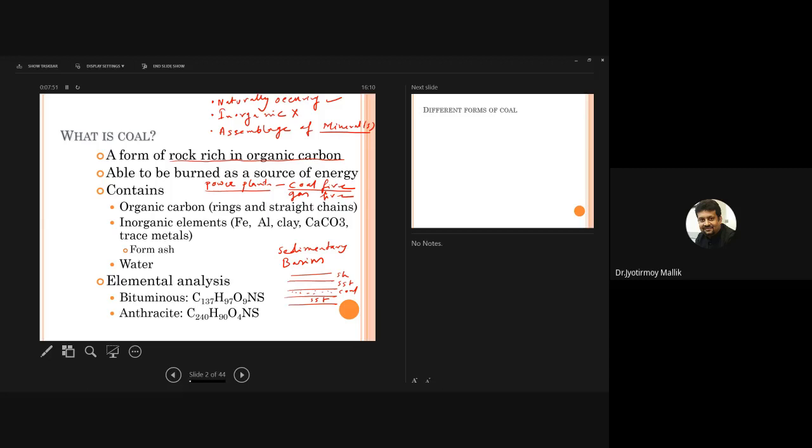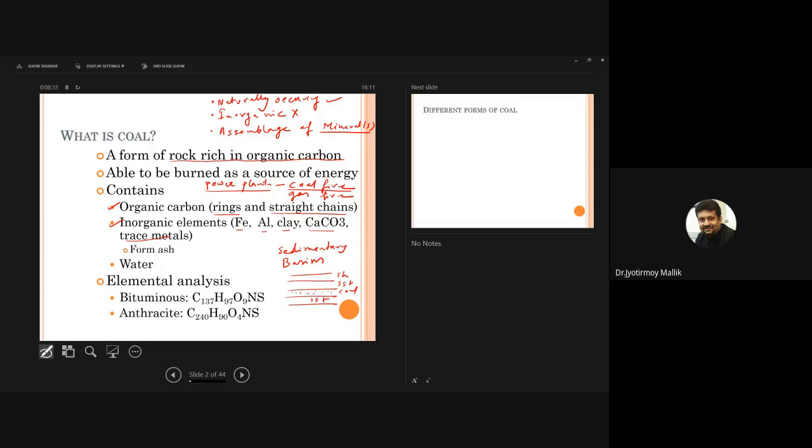Coal India is one of the most profitable companies of the government. Okay, and there are so many aspects and controversies related to coal because it is such an important natural resource. So it typically contains organic carbon. The organic carbon can be rings or straight chains. We will see what they are later on. It also contains a little bit of inorganic element. Majority is organic carbon, but a little bit of inorganic element, like iron, aluminium, clay minerals, calcium carbonate, and trace metals.